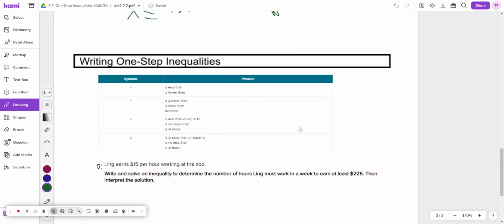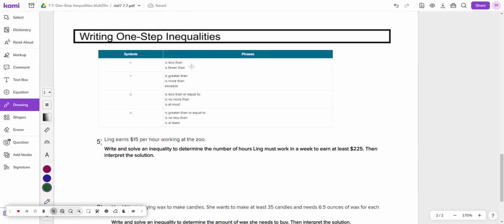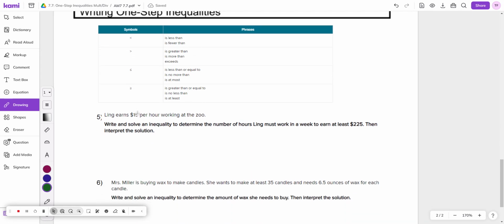I talked about writing one-step inequalities again. Here are some key words that help you identify what type of inequality to use. So let's go ahead and look at this.